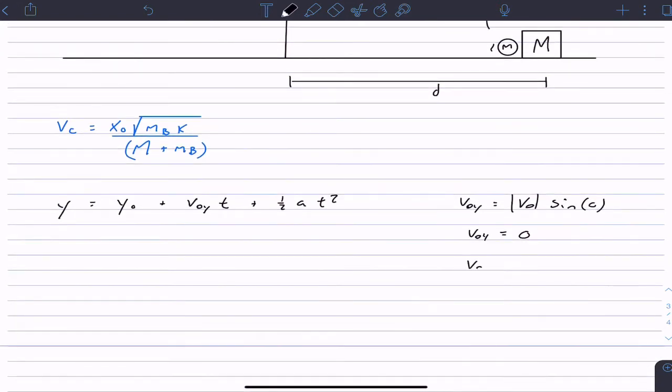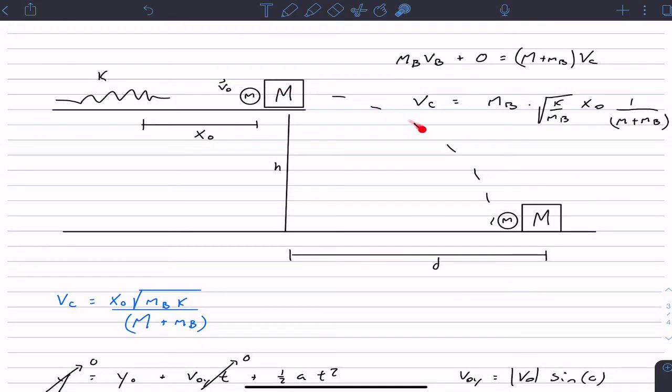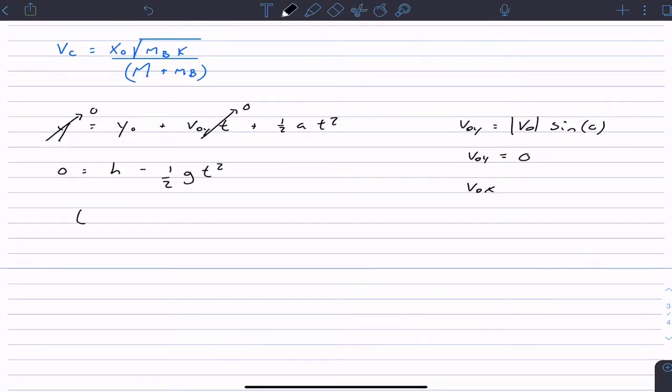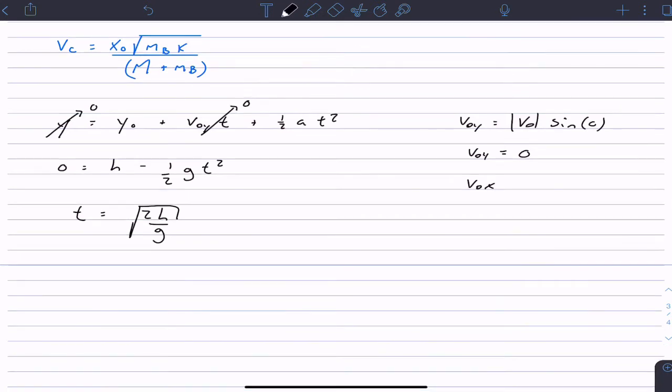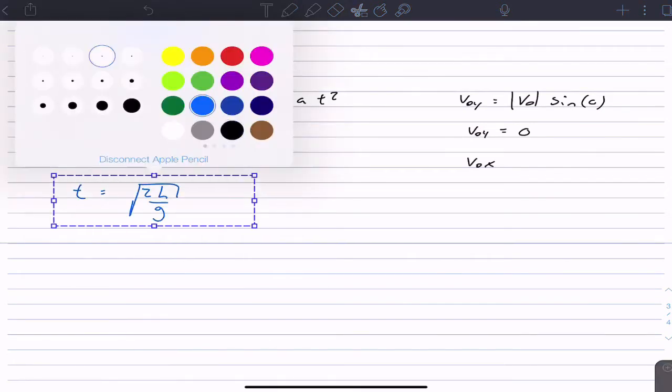There is an initial x velocity, but right now we're looking at the y equation. We can find our time from this. So this goes to 0, this goes to 0. Now we're left with h minus half g t squared, because our acceleration is negative g. Now we want to know how much time this thing is going to be in the air as it's flying down off the table. So solve for time: t is equal to the square root of 2h over g. Let's highlight this as well to keep track of that, because we probably will need this in a moment.